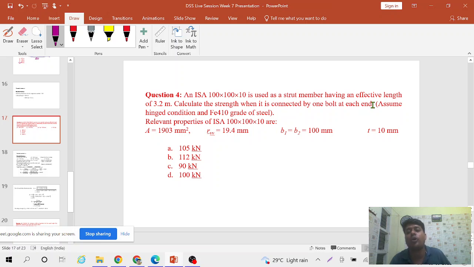Sometimes in competitive questions or in exams, the effective length will be given, and along with that they will also give you the end conditions of the strut in order to confuse you, so that you again calculate it by applying the factor, commit the mistake and report it as wrong. So that is why you have to mark out these things. So effective length is given as 3.2 meter, so no need to calculate effective length.